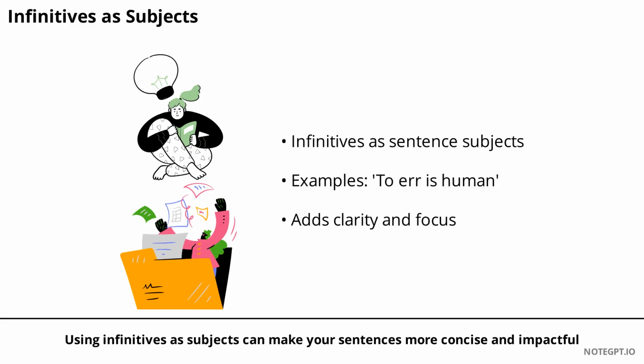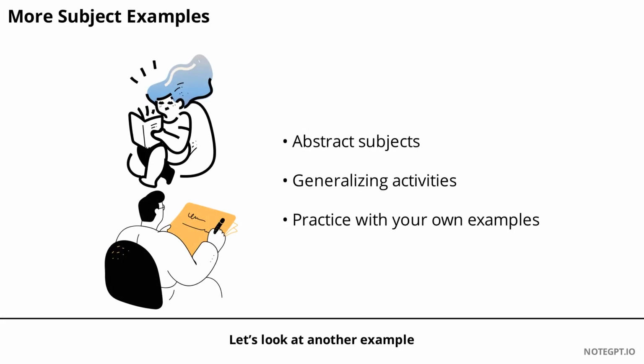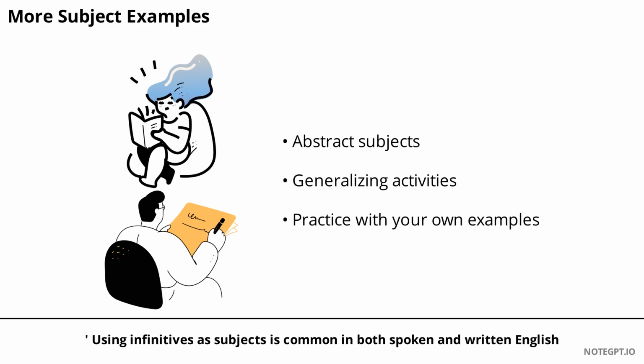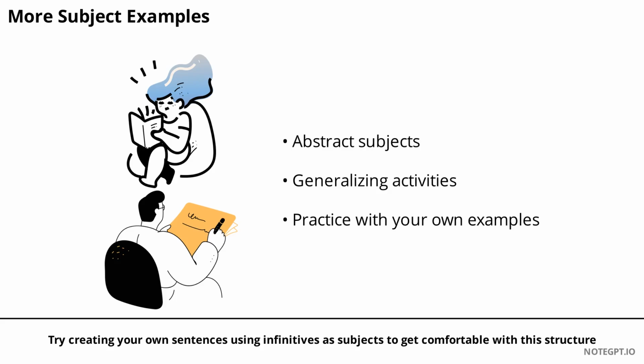Using infinitives as subjects can make your sentences more concise and impactful. Notice how these phrases set the tone for what the sentence is about. Let's look at another example. "To live in the city means adjusting to a completely different lifestyle." Here, "to live in the city" is the subject, and it's followed by the verb "means." Using infinitives as subjects is common in both spoken and written English, especially when you want to generalize or talk about activities in an abstract way. Try creating your own sentences using infinitives as subjects to get comfortable with this structure.